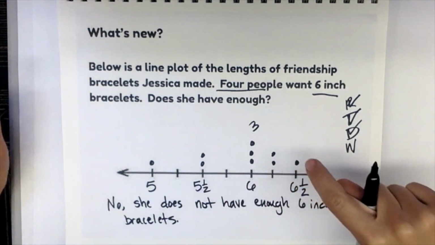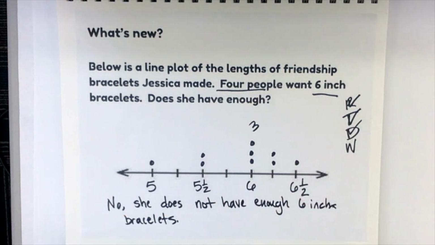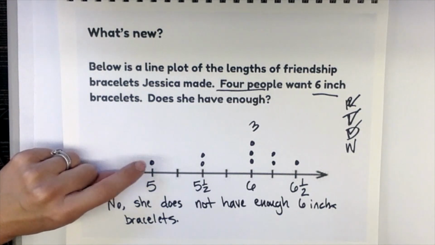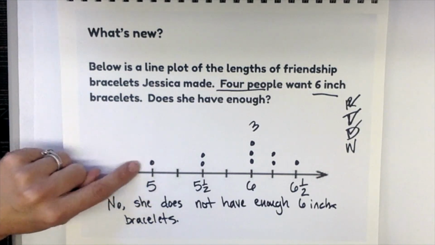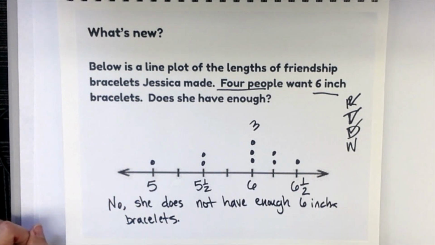She does have 6 1/4, so maybe she could convince somebody to use one of those, but she does not have enough 6-inch. And it looks like 5 over here is an outlier. It's kind of on its own way on this end of our line plot.